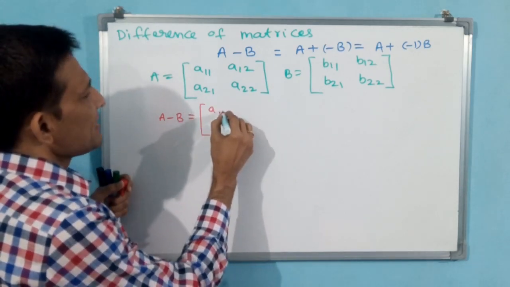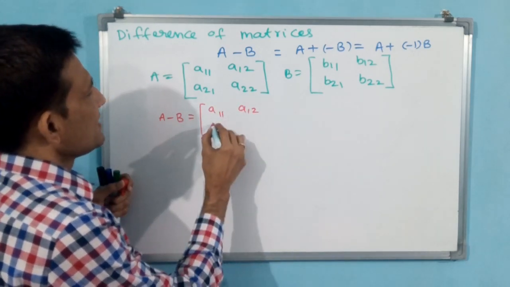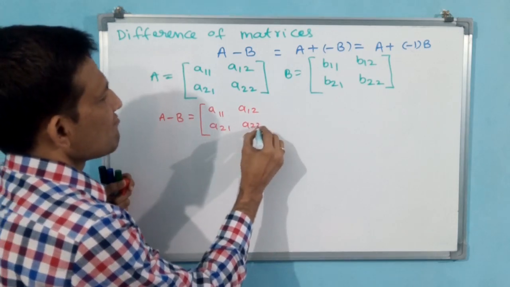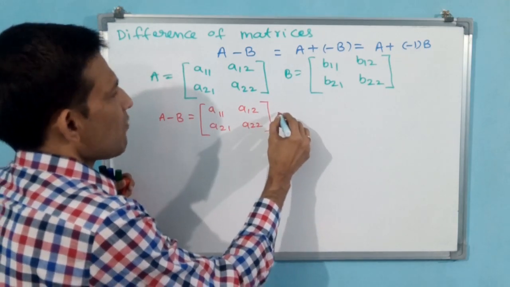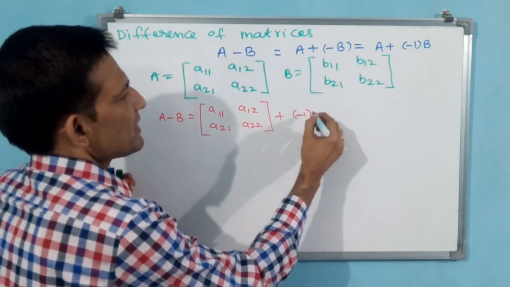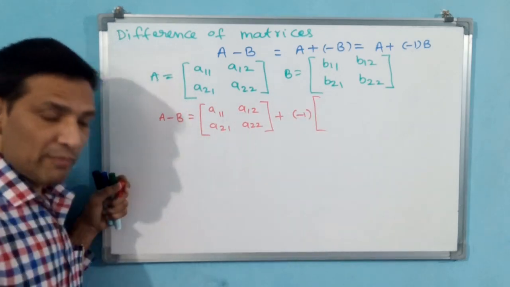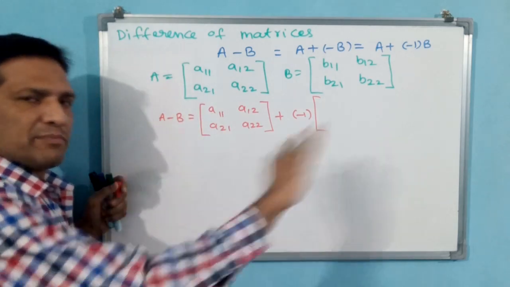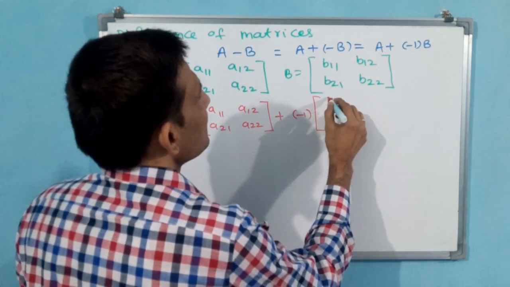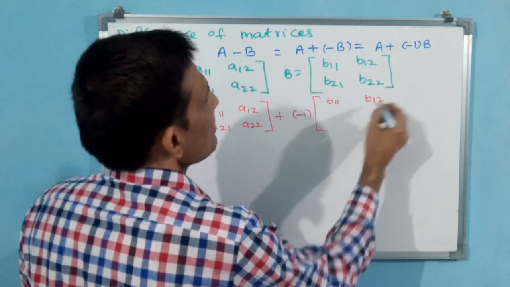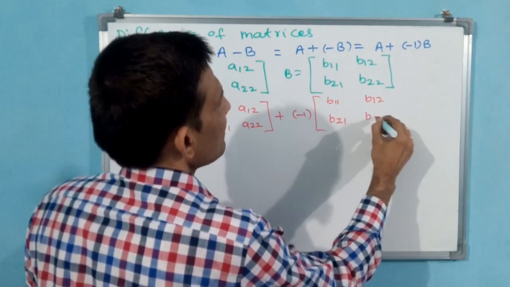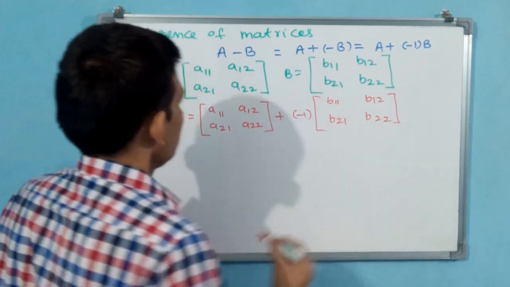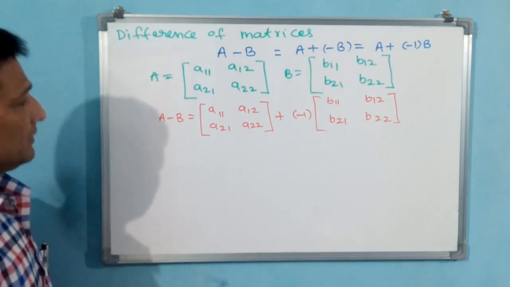First I am writing A like this only. Okay. Now what I am writing? Plus minus 1 into B. See, this is the normal procedure I am taking, but directly a practical example we will take. In a practical example, straight away we can do this. B11, B12, B21, B22. Okay?